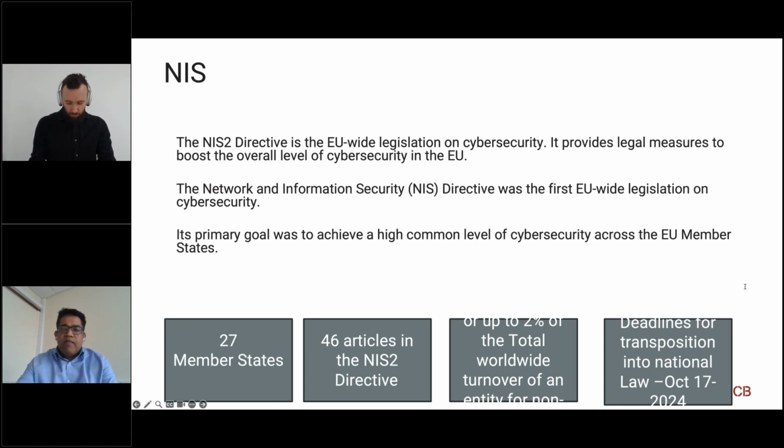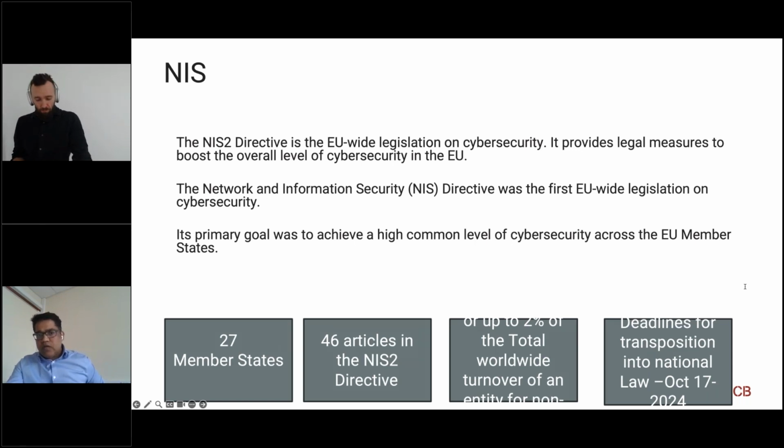So as I mentioned, the primary goal is just to achieve a common, high level of cybersecurity across the EU members. There are 27 member states, which can be referred to on the NIS2 directive site. There are 46 articles in there, and the penalties I mentioned, I'll come to later in the slide. But yes, the deadline for the transposition into national law is October 17th this year, 2024, right? We can go to the next one, Christopher.